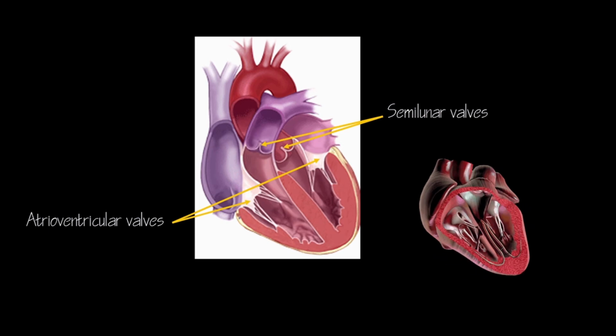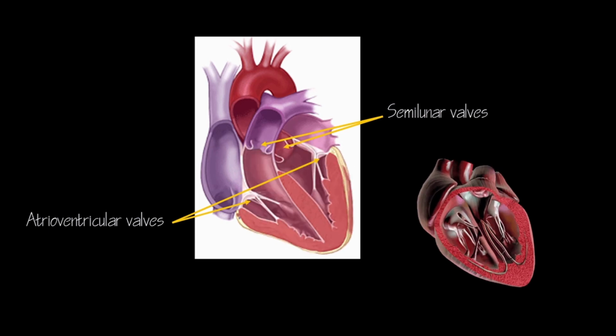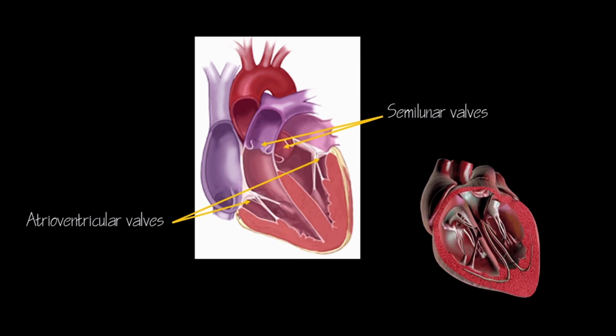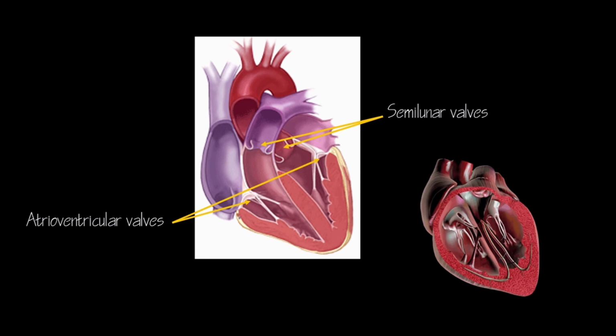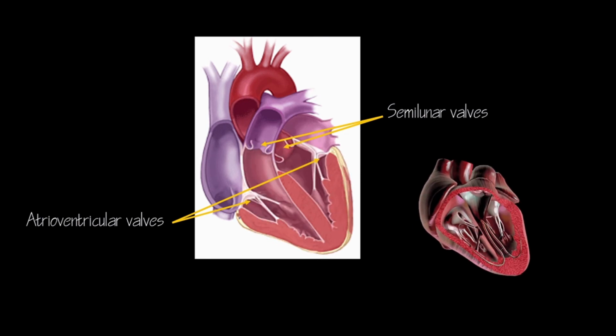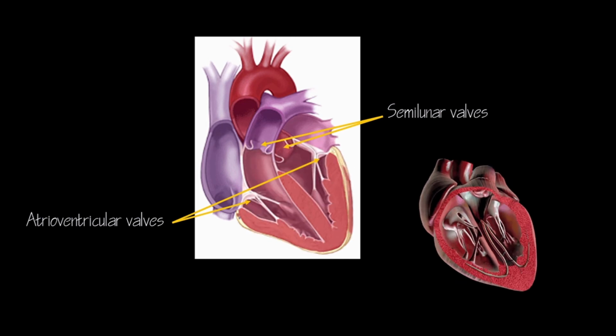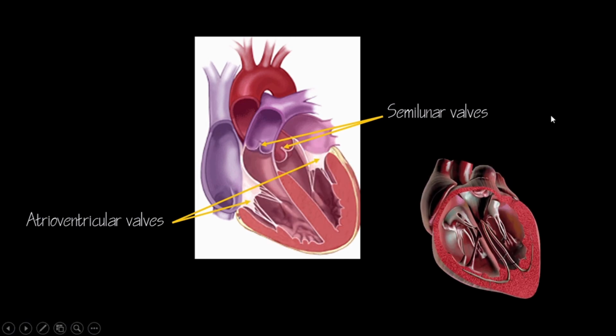The right atrioventricular valve is the tricuspid valve. The left atrioventricular valve is the bicuspid or mitral valve. The valve between the right ventricle and pulmonary trunk is the pulmonary semilunar valve. The valve between the left ventricle and the aorta is the aortic semilunar valve.